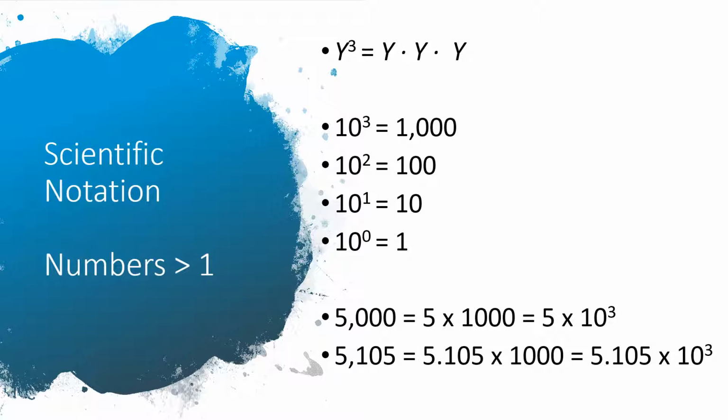All right, so what scientific notation does is it takes advantage of using exponents or powers of 10. So for example, we all understand, hopefully, that exponents, so y to the third is just simply y times y times y. So when you write this, 10 to the third equals 10 times 10 times 10, which equals 1,000. 10 squared, or 10 to the second power, equals 100. 10 to the first equals 10.